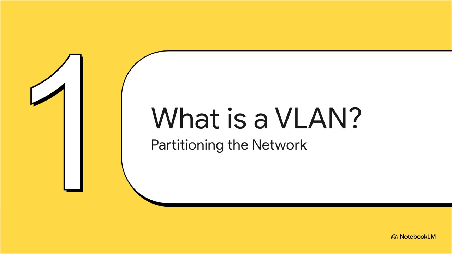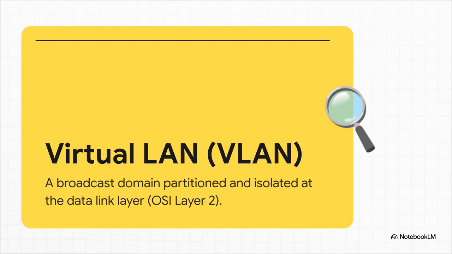Let's move past the office analogy and get a little more technical. How do we build those virtual walls with actual network gear? Right. The official definition can sound a little heavy, I know. But the part you really need to grab onto is broadcast domain that is partitioned and isolated. What that really means is you can take one physical network switch, one box, and use software to slice it up so it acts like a bunch of smaller, completely separate switches.